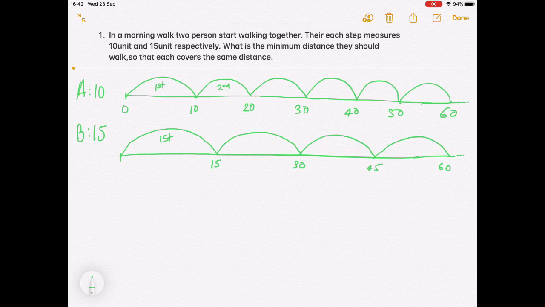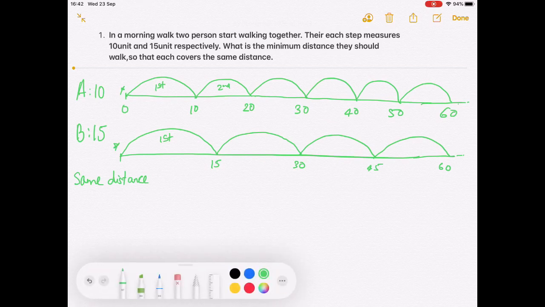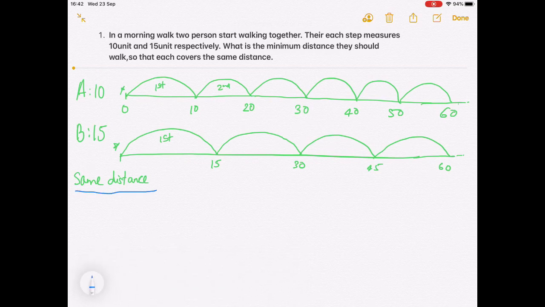So the question says, what is the minimum distance they should walk so that they cover the same distance? Now, when it says same distance, that means, since they are starting from the same point, that is crucial, what is the point where they will meet for the first time? That means they would have covered the same distance. And that is at 30 units.